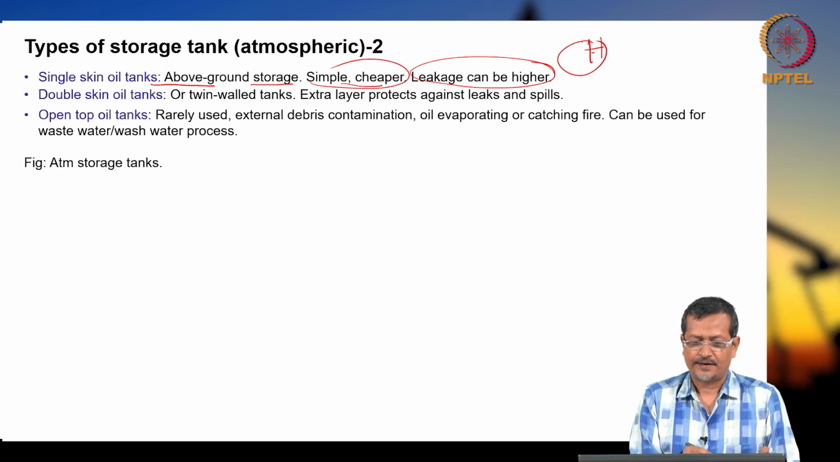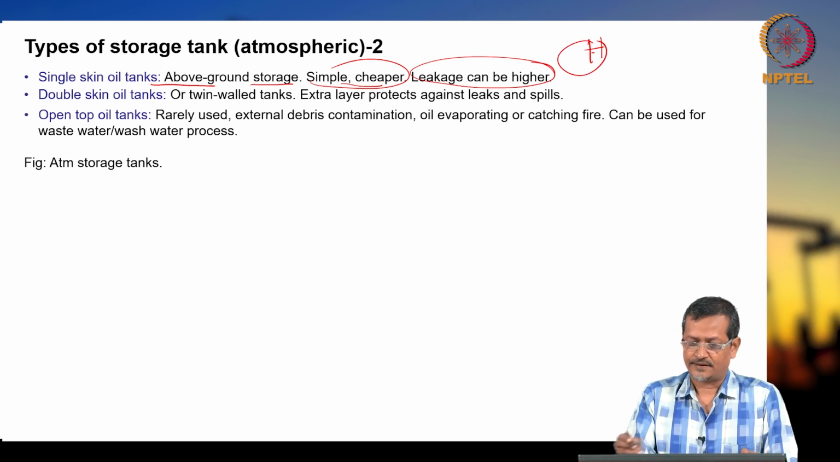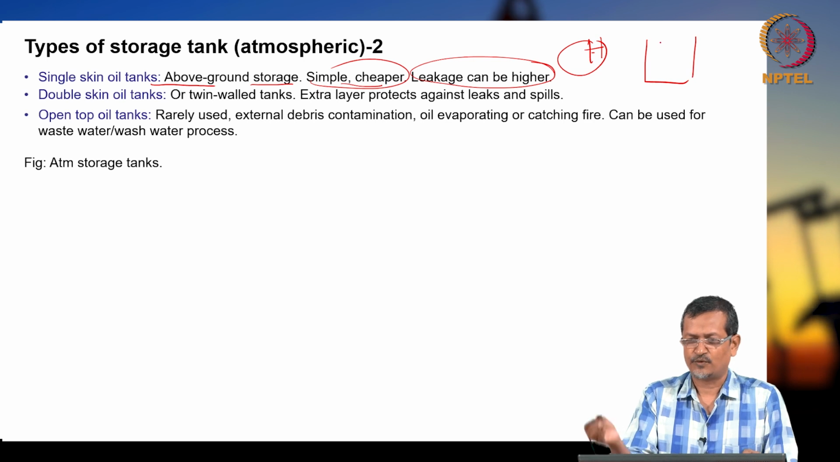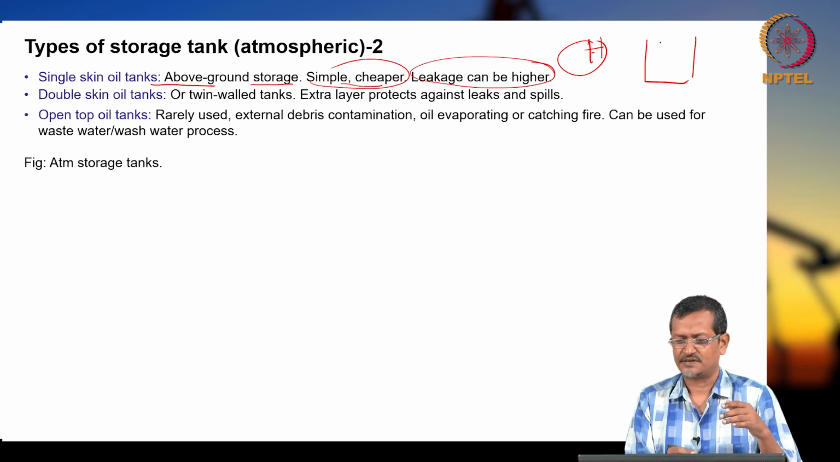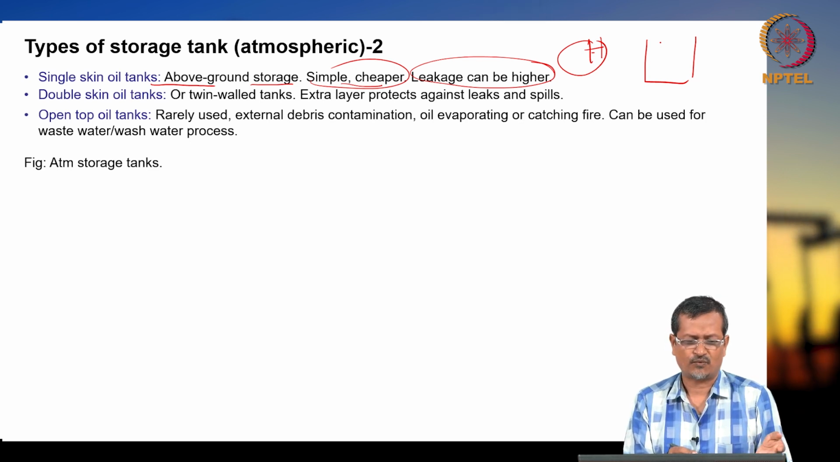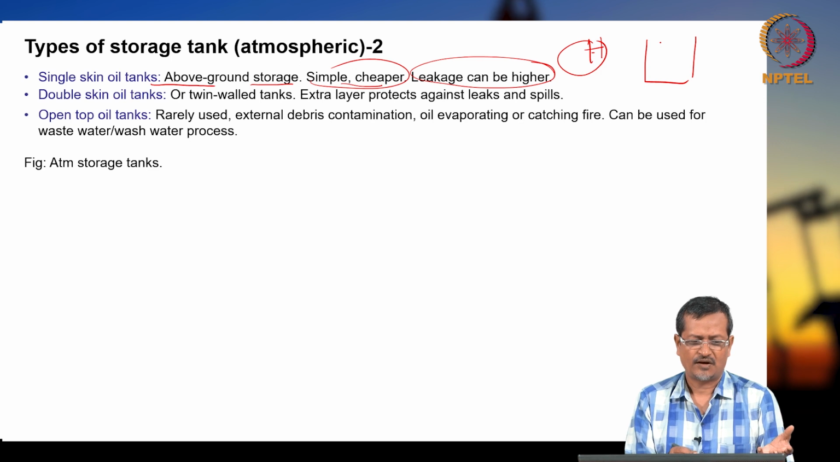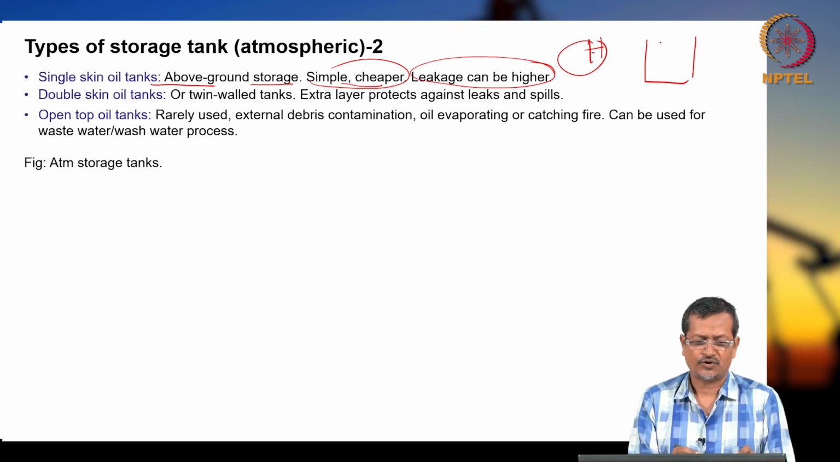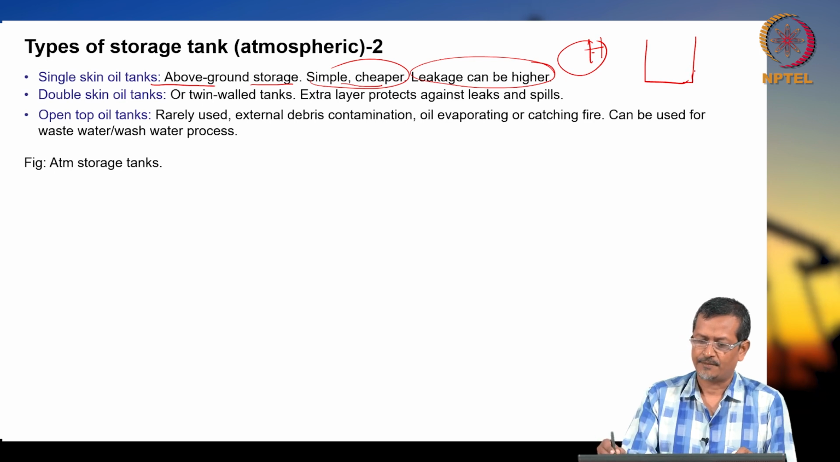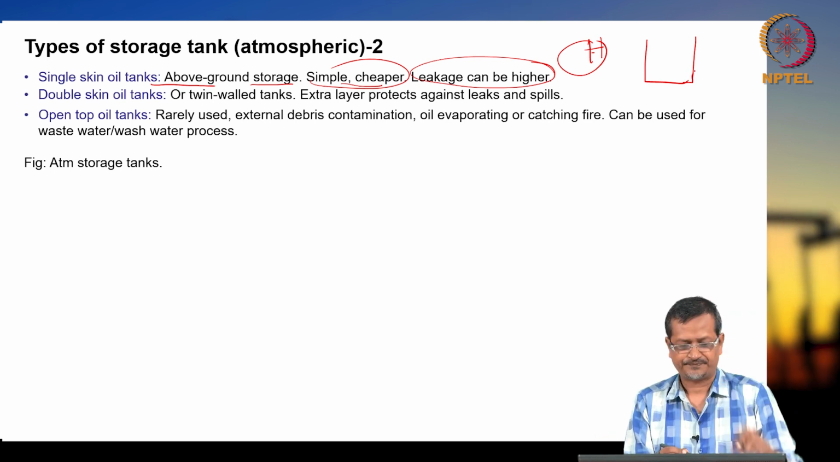Okay. Open top tank, that is also an older system. The top will be completely open, so rainwater or any contamination can get in. So, this is normally not used, except in a few cases, for example, storing wash water or wastewater. For that purpose you use the open top oil tank, okay. But normally the top will be closed.